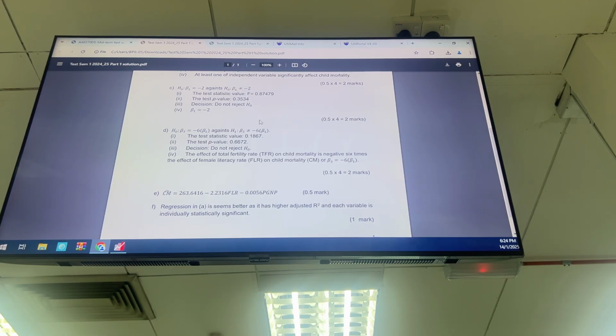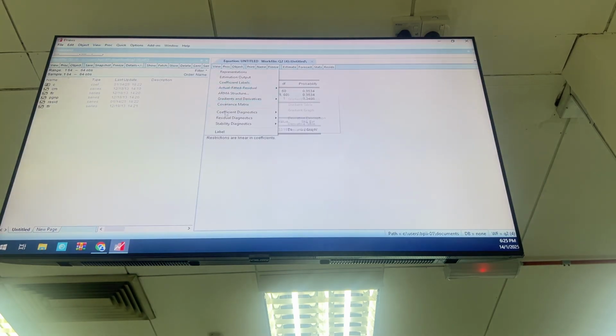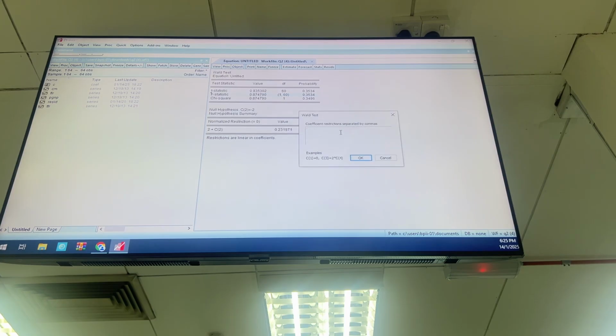Yeah. So D, beta 3 equal to negative 6 times beta 1, so coefficient number 4 equal to negative 6 times coefficient number 2. So Wald test again: coefficient number 4 equal to negative 6 times coefficient number 2.